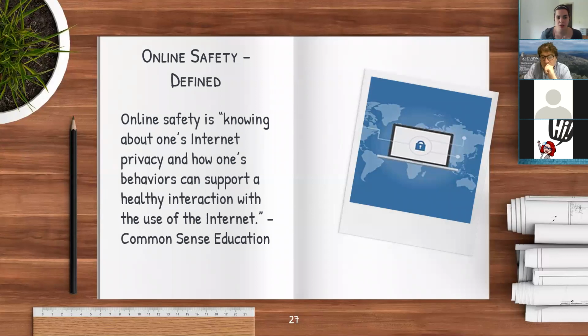So I want to start with online safety because I feel like it's a quicker and easier concept. Online safety is defined by Common Sense Education as knowing about one's internet privacy and how one's behaviors can support a healthy interaction with the use of the internet. So it's not just staying safe and protecting yourself. It's also having a healthy interaction and engagement so that you're not having negative experiences when you're communicating with people online, interacting, all of those sorts of things.